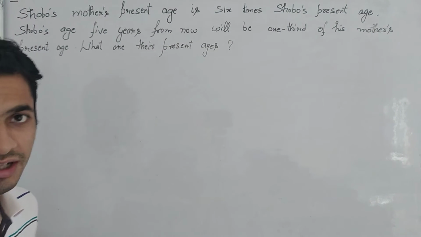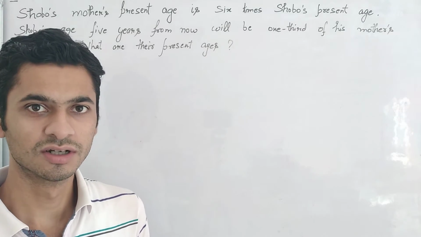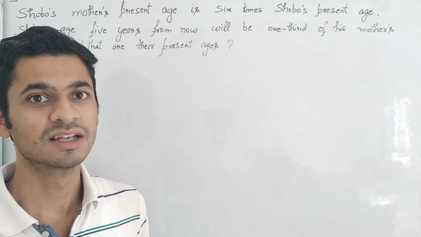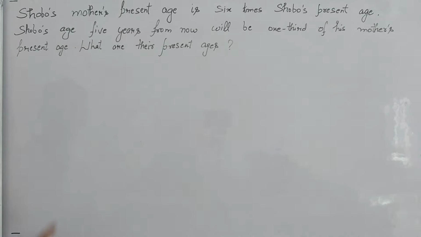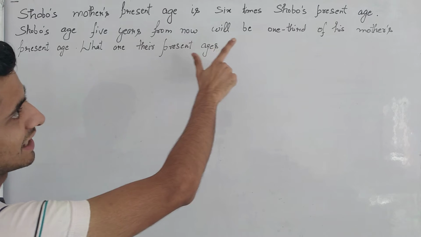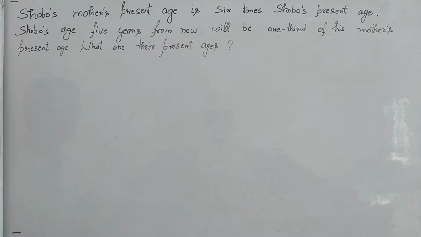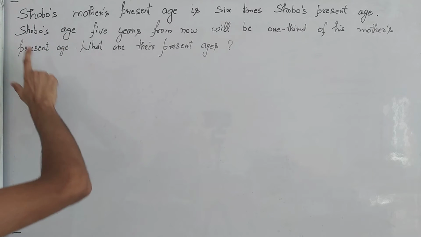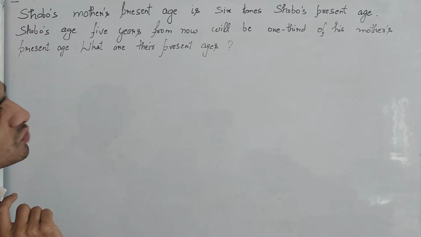I have written one question over here. Some of you or most of you have done it. Some of you have not understood. So those who have not understood, they can see it. Those who have understood, they should also see, so that they are clear with the easiest way. The question is, Shobo's mother's present age is 6 times Shobo's present age.